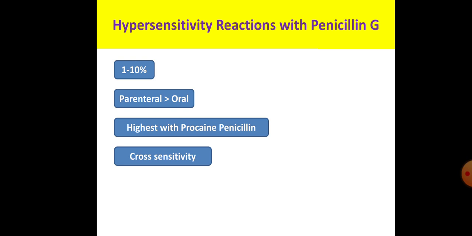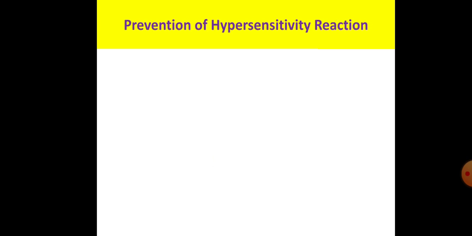And yes, this is a very important point. There is a cross sensitivity, because here we are talking only about penicillin G, but later on there are various semi-synthetic penicillins, then other beta-lactam antibiotics like cephalosporins. So if there is a hypersensitivity reaction with any of the penicillin preparations, there are chances of cross sensitivity, and that's why one has to avoid use of any other beta-lactam antibiotics. Now how can we prevent it, because just due to the occurrence of hypersensitivity reactions we cannot omit penicillin from usage.